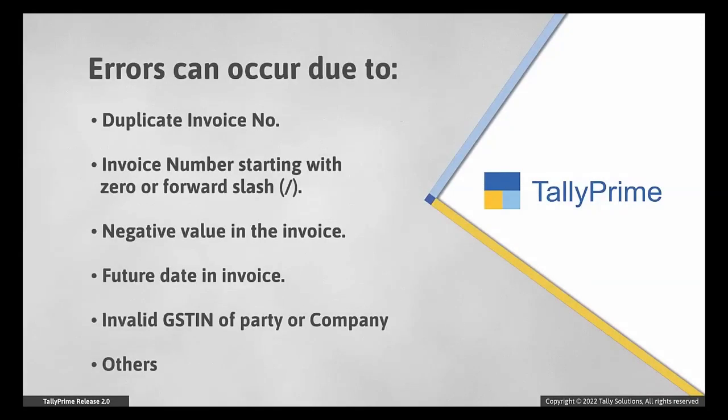Errors in e-invoicing can occur due to reasons such as use of duplicate invoice number or an invoice number starting with 0, a negative value in the invoice, or future date in invoice. An error also occurs when the GSTIN of the party or company is invalid due to incorrect format, presence of special characters, or other such reasons.